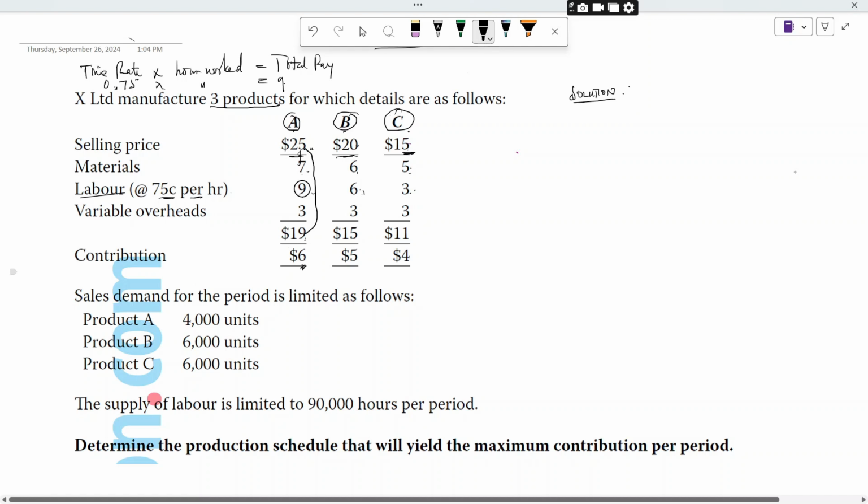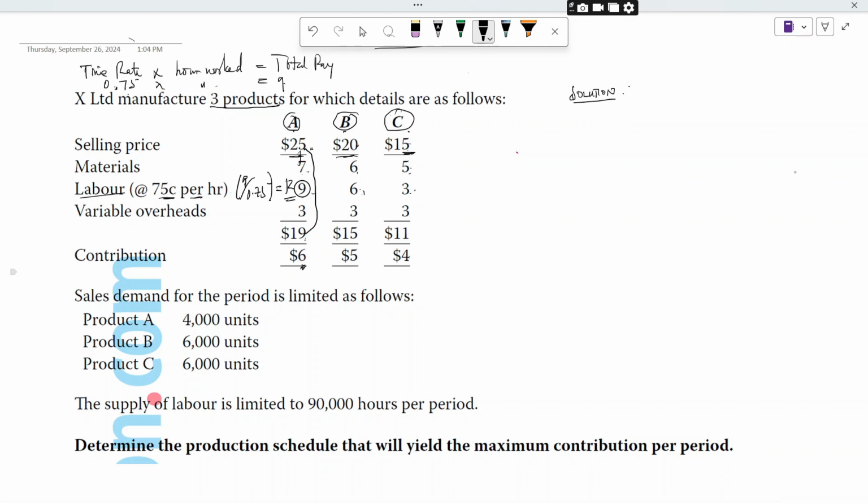So when we divide 9 by 0.75, we are going to get the hours worked. So for A, it's going to be 9 divided by 0.75. Okay? And that is going to give us 12 hours. Okay, can we do that for B? For B it is 6 divided by 0.75. And that is going to give us 8 hours.